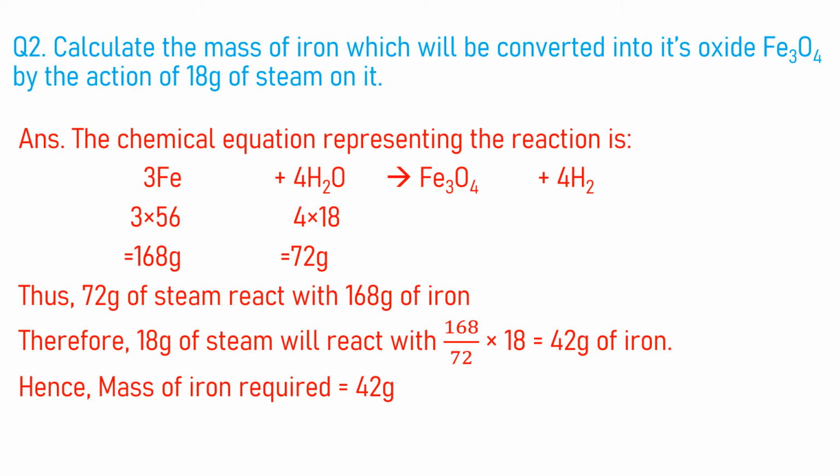Therefore 18 gram of steam will react with, applying the simple unitary method, 168 by 72 into 18. That will give us 42 gram of iron. So the mass of iron required will be 42 grams. It's a simple basic unitary method: for this much gram we are getting this much grams. So let us proceed further, students.